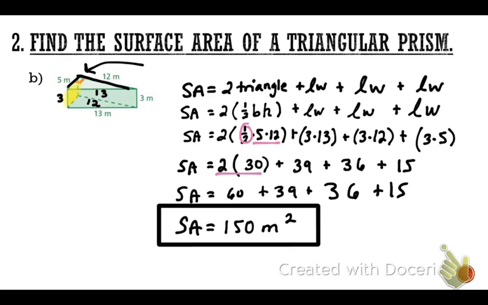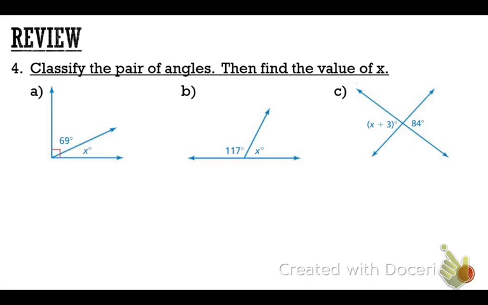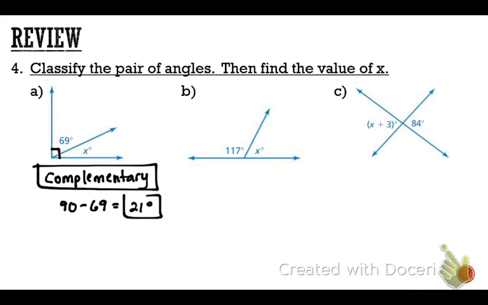All right, so that's it for the new part of our lesson about triangular prisms. Next, I want to just review real quick classifying the pairs of angles. If you remember down here, this is obviously complementary. And how can we tell it's complementary? Because it's 90 degrees. Once again, we've got that little symbol right there. So we understand that this is 69, which means the other one, it's got to be 90 minus 69 degrees, which equals 21 degrees. So we've got complementary, and then once we figure out the value, it is x.